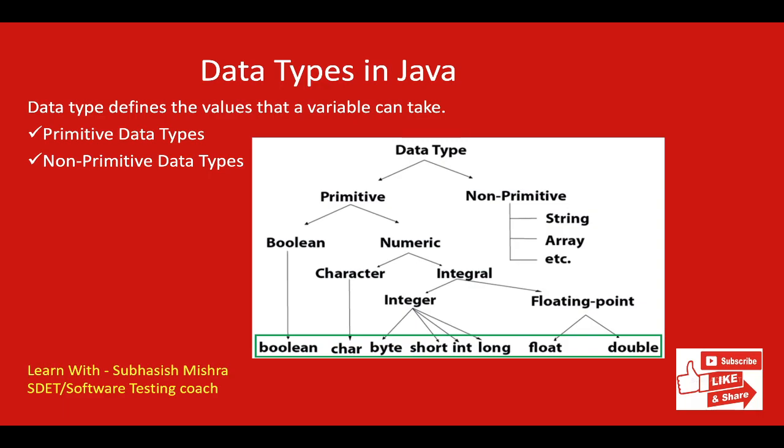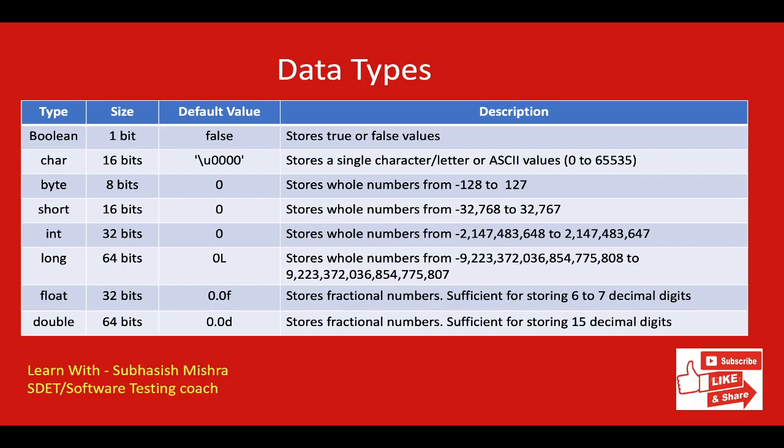There are 8 types of primitive data types. You can see here in the blue mark: Boolean, char, byte, short, int, long, float and double. We'll see how to use all of these data types. So here I have given a diagram where we can see different data types and what is their default size, what is their default value and some descriptions.